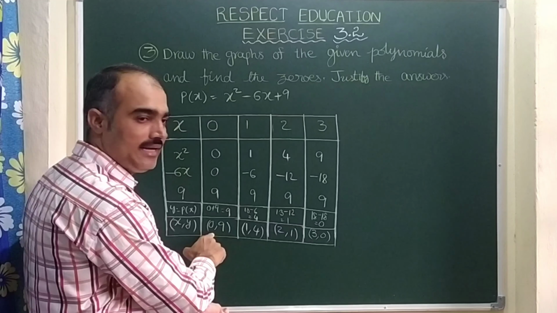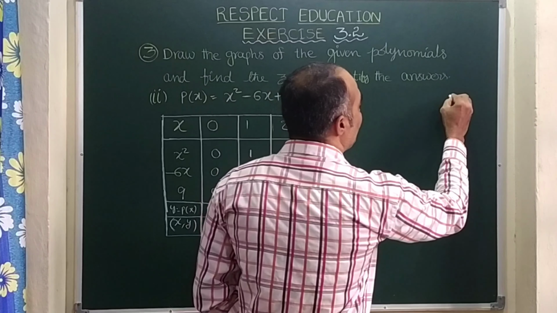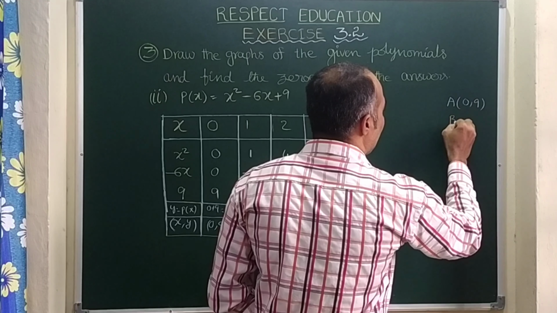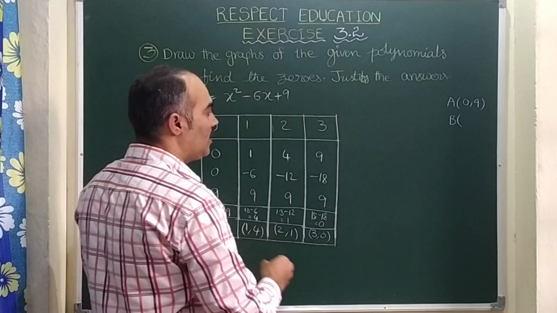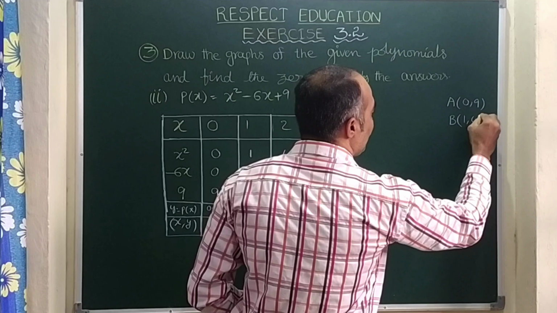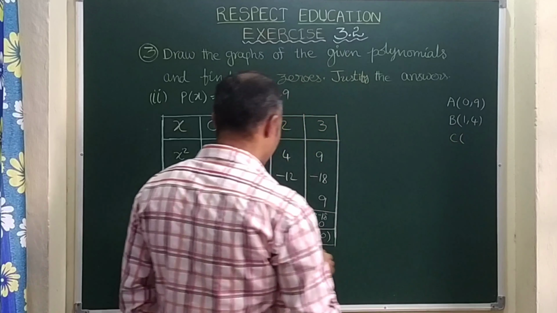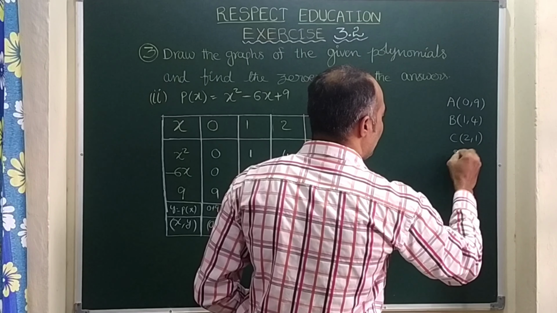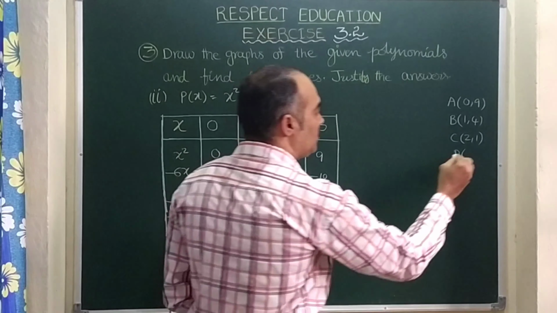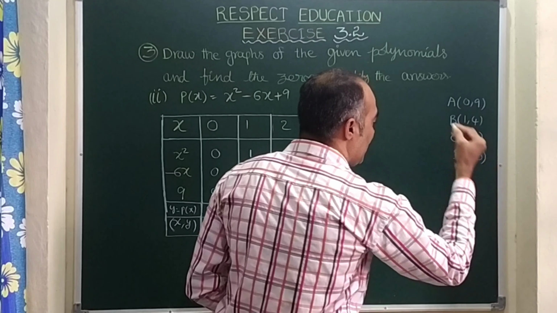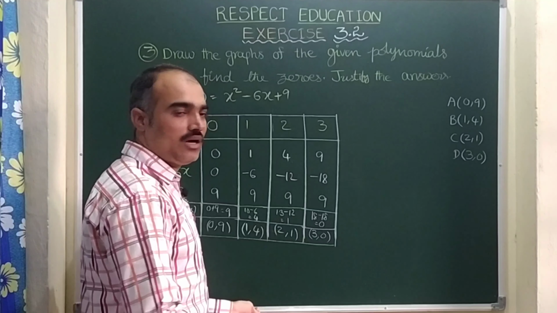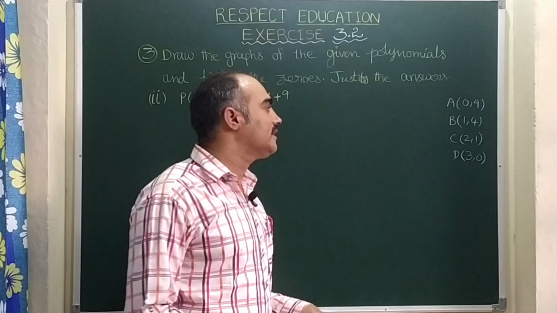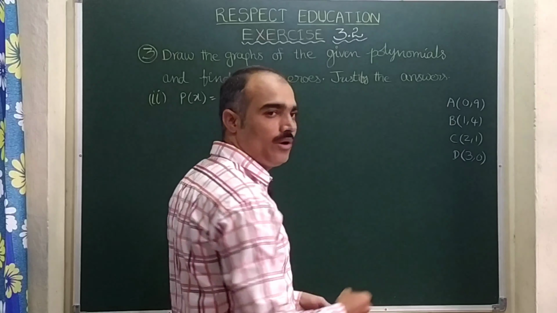So first I am taking A, 0 comma 9. Second point is B, 1 comma 4. Third one is C, 2 comma 1. Fourth one is D, 3 comma 0. Now we are going to plot a graph based on these points. Now let us draw the graph to plot these points.